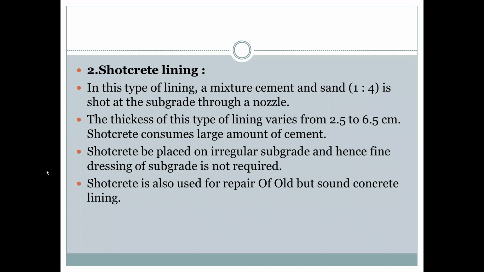So shotcrete can be placed on an irregular subgrade. If the subgrade is irregular, or if the slope of the subgrade is not proper, the shotcrete is placed on that. Therefore, fine dressing of the subgrade is not required for an irregular subgrade.